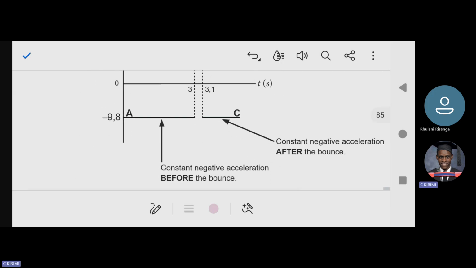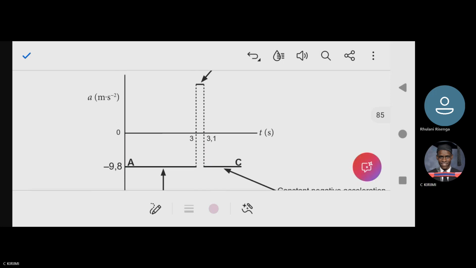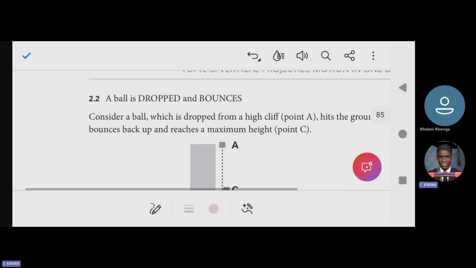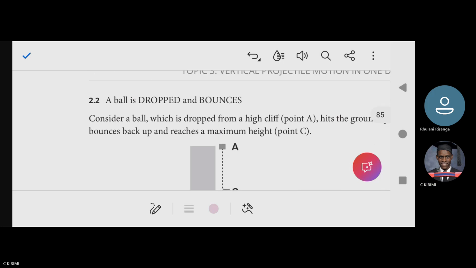All right. So with this one, why is it dashed like this? We are given a situation: a ball is dropped and bounces.